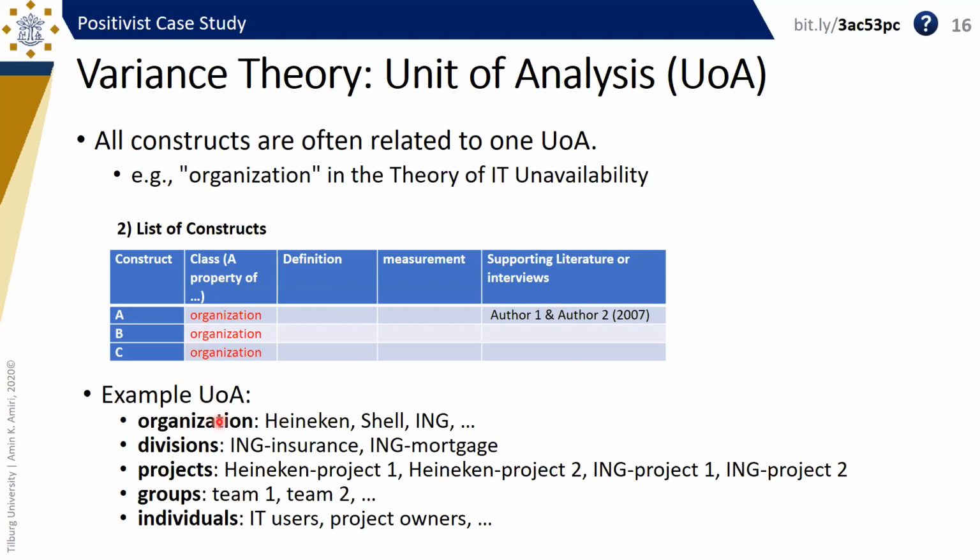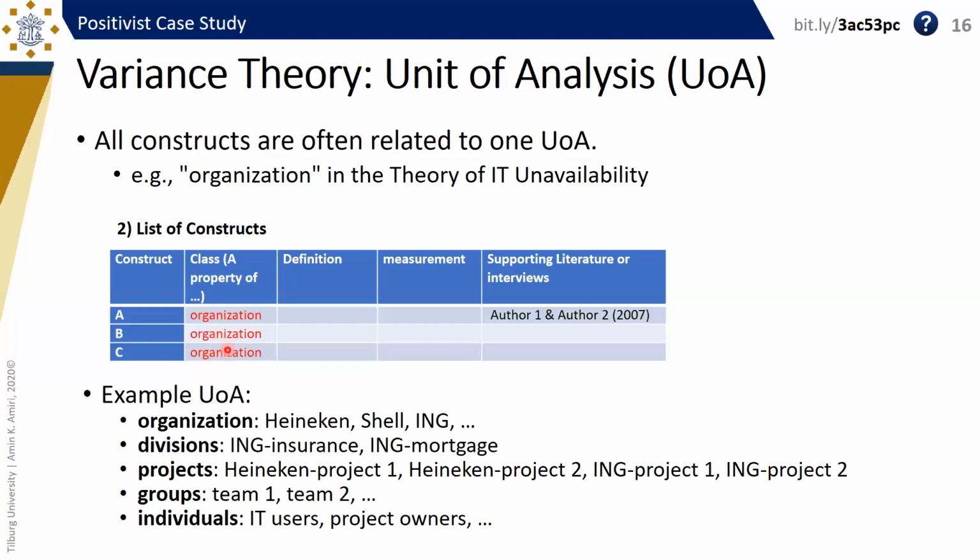If organization is your unit of analysis, then you need to see Heineken, Shell, ING here. If these are divisions, you need to see these divisions here. Projects, then everything must be about projects. Sorry, you shouldn't see Heineken, Shell, ING here. You should see organization here. You should see divisions here. You should see projects here. You should see groups, or you should see individuals.